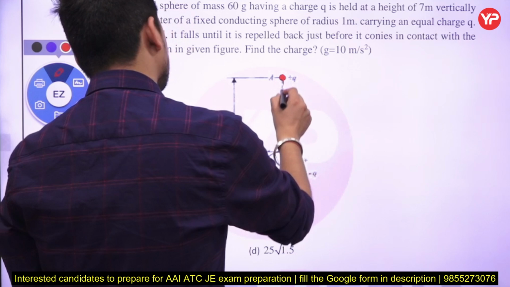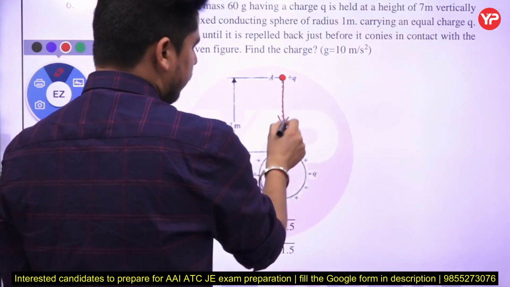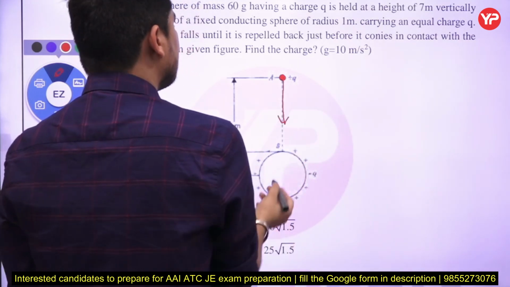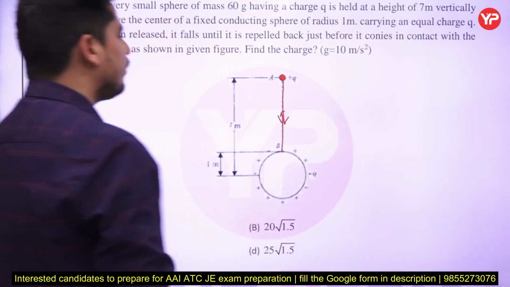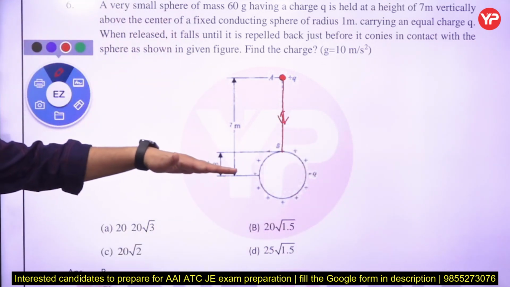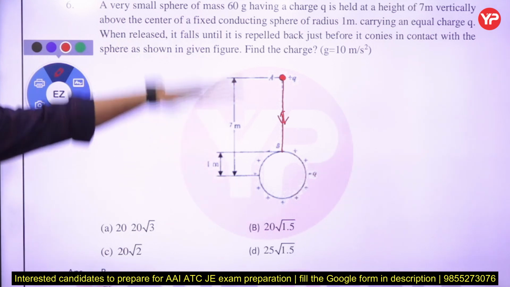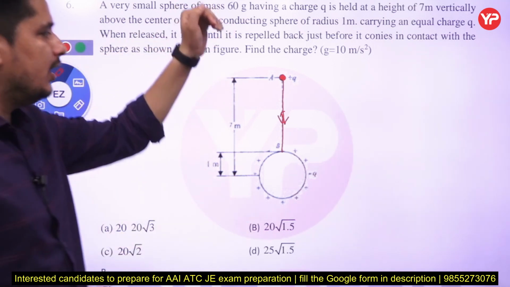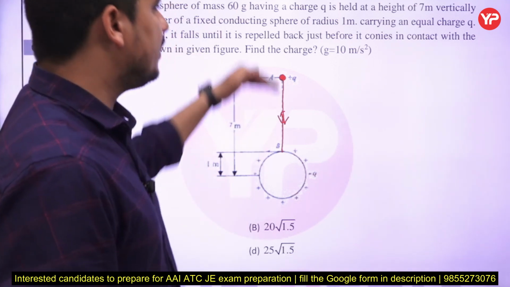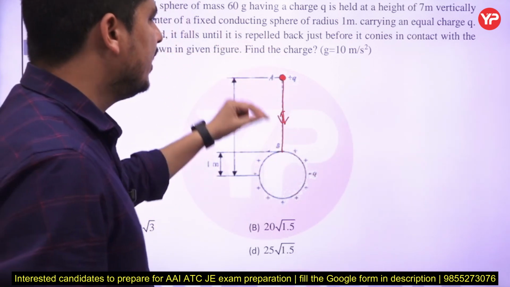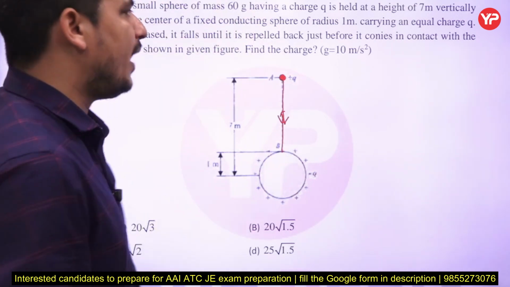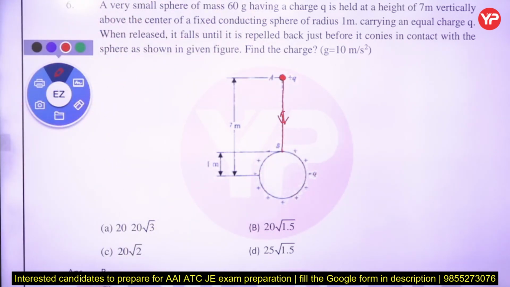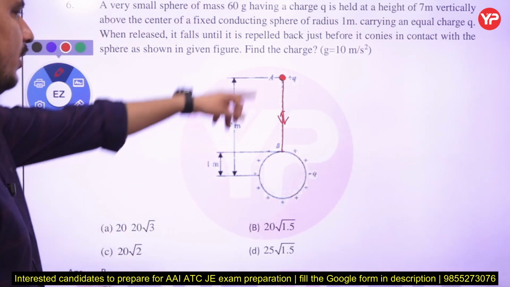Basically, whenever it falls, the gravitational force is applied in the downward direction and the electrostatic force in the upward direction. At one position the gravitational force equals the electrostatic force. When it goes a little further down, the electric force increases and its speed decreases, and at some position it will start going back. So he is asking that when it is released, it falls until it rebounds just before coming into contact with the sphere, as shown in the figure. We have to calculate the charge Q.